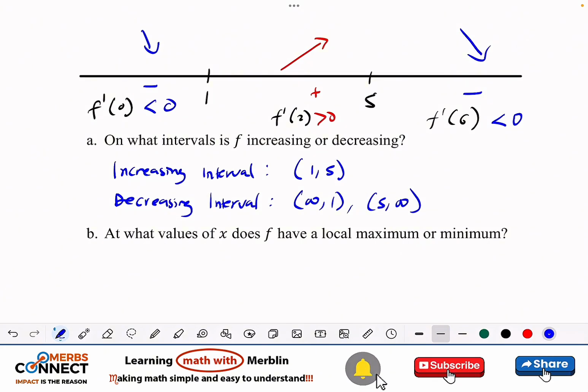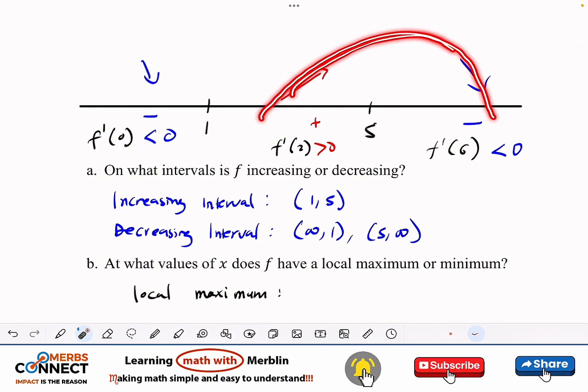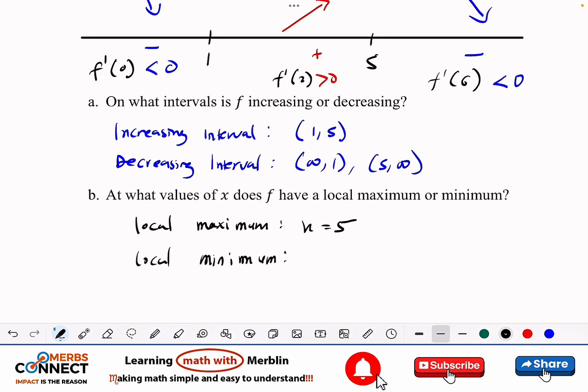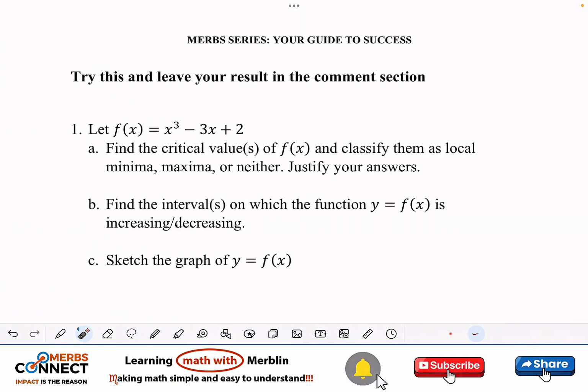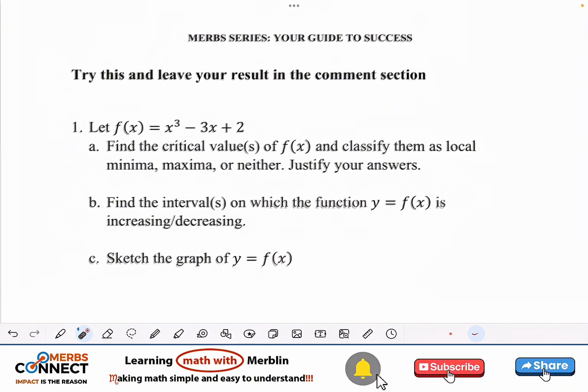Now, last one, we can talk about local maximum. Local maximum is happening here, right? Positive, negative, so at x equal to 5. And then we can talk about local minimum. That is at 1, because here we have negative, positive, and it's concave up, something like that. Good.